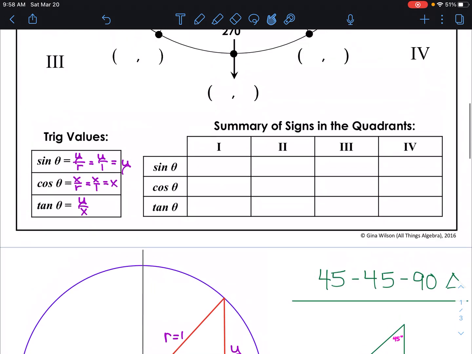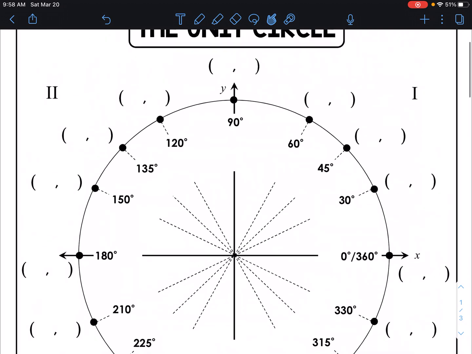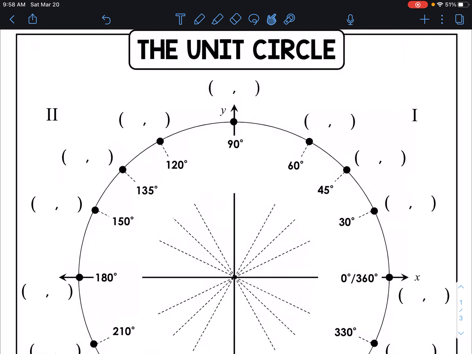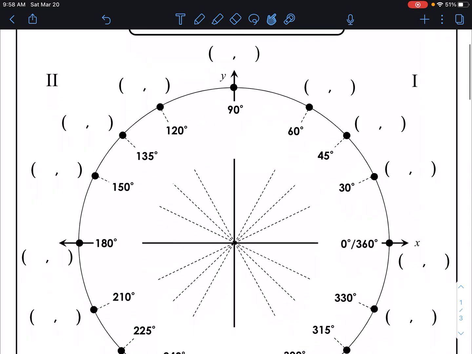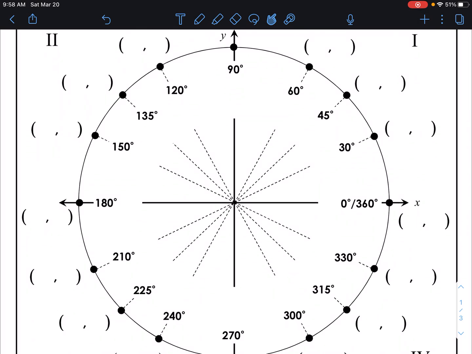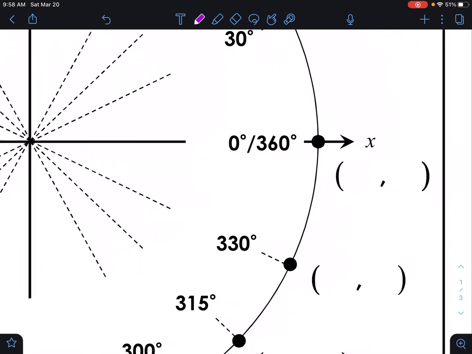All right, now we're going to start filling all this out. And in order to do so, let's just kind of talk about some points that we already know. So first of all, we already know this distance right here is 1 unit, right? So what would be the coordinates at this spot right here? Well, it would be 1, 0. And we'll just stick with that, 1, 0.